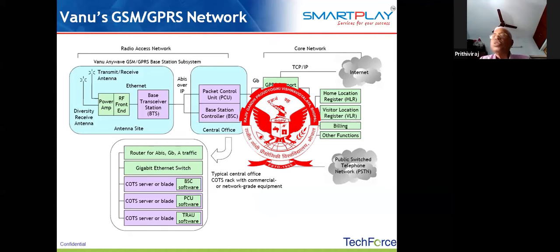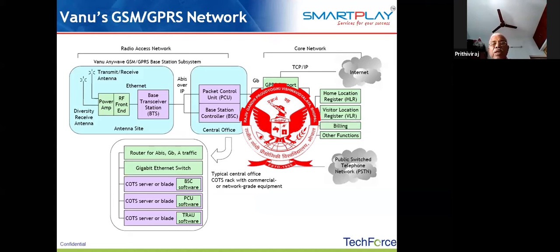And this is the one which comes in with Vanu's GSM GPRS network. Okay, so you could see how nicely they have segregated here. We have the radio access network, the antenna side, diversity receiver antenna, the BTS station, and then from the central office, the air interface over IP through which it reaches here. Vanu Anywave GSM GPRS base station subsystem here.